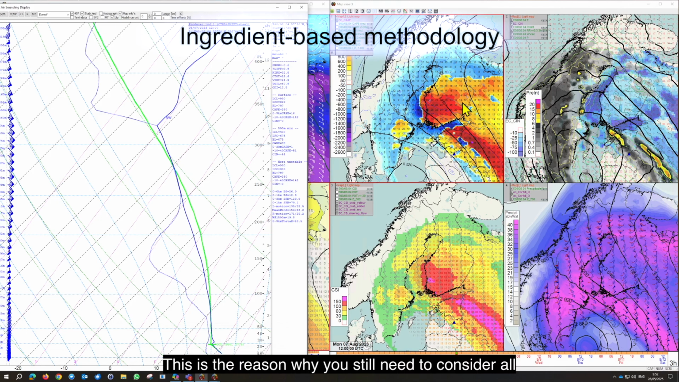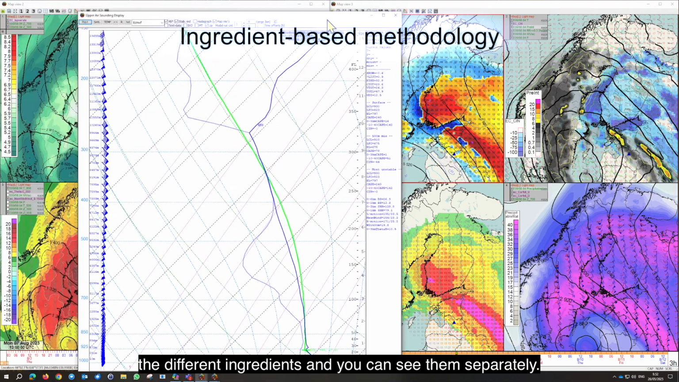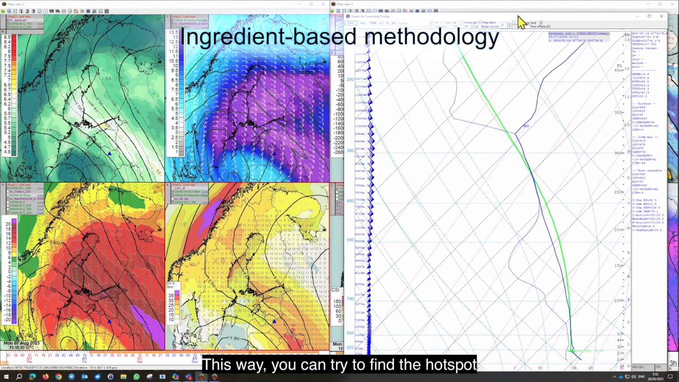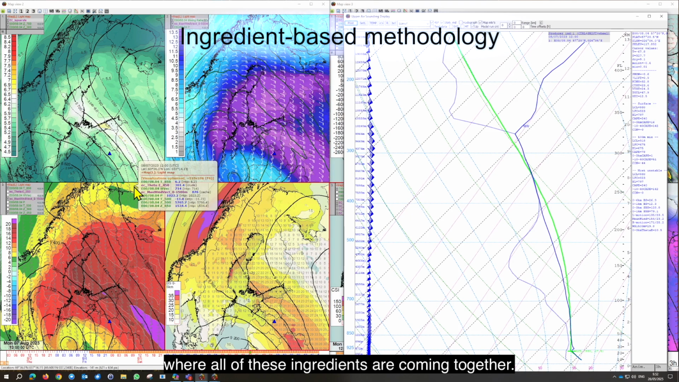This is the reason why you still need to consider all the other ingredients as well, and I really prefer if you would do it like this, on a map where you have all the different ingredients and you can see them separately. This way you can try to find the hot spot where all of these ingredients are coming together.